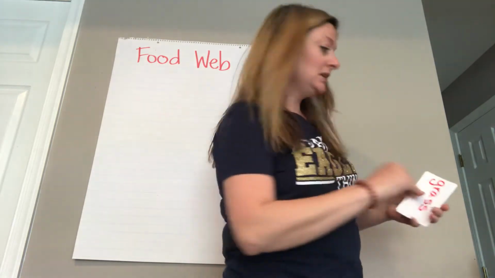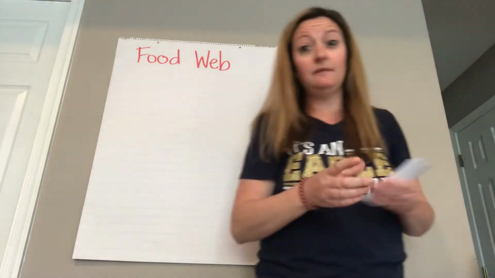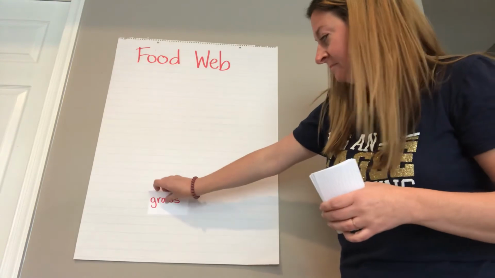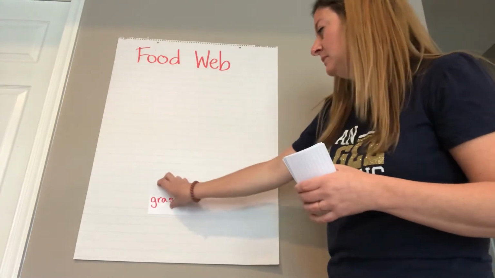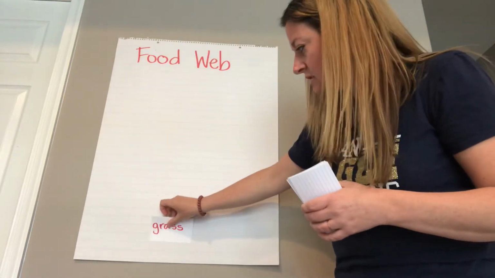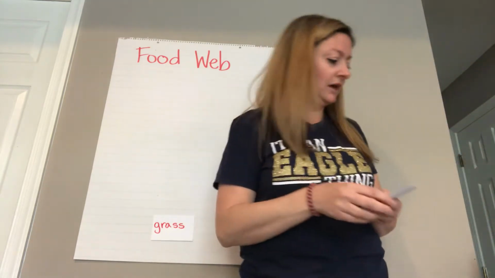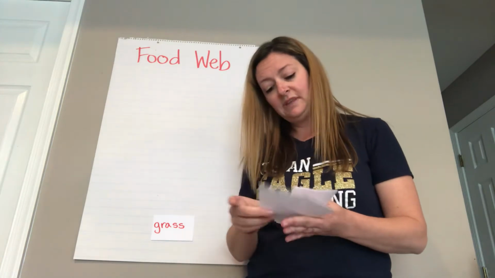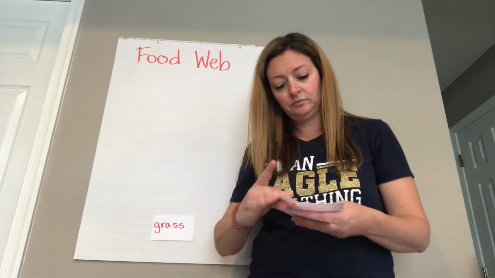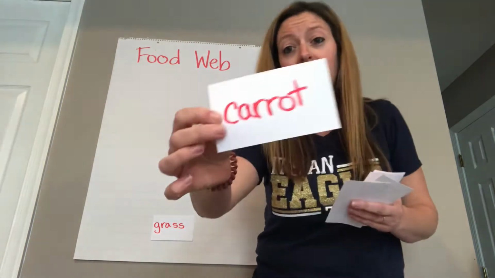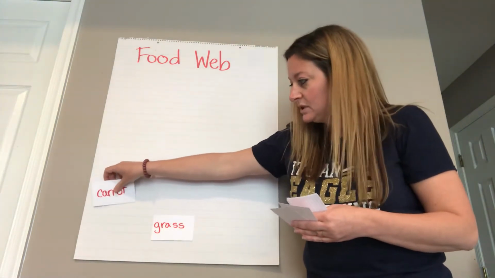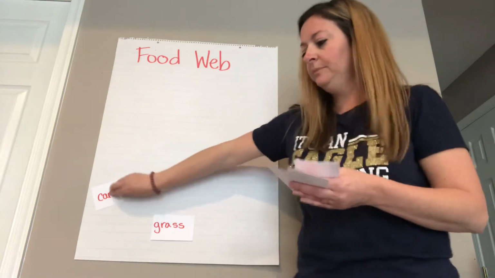All right, so I'm gonna get started. Hopefully you were able to get some of your cards in order on the floor. So one of our first things that should be at the bottom, of course, would be grass. Okay, maybe I should move that down so we have some more space. Okay, so our grass should be down there. Were there any other producers that you noticed? Another one should be carrot. Very good. We'll put this one kind of over here.